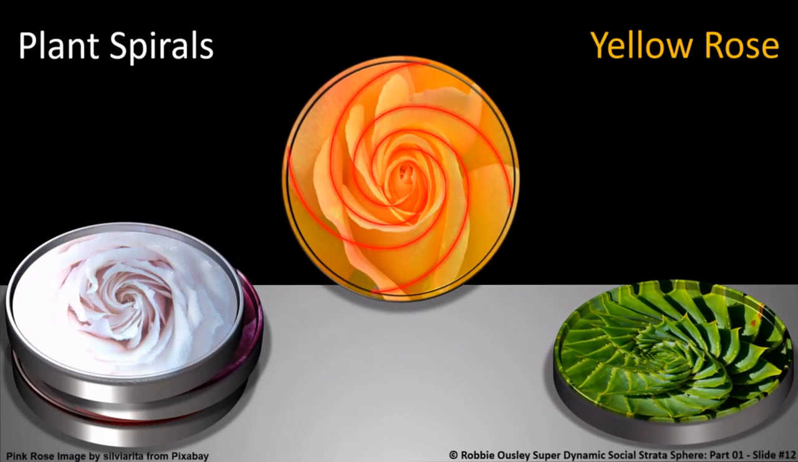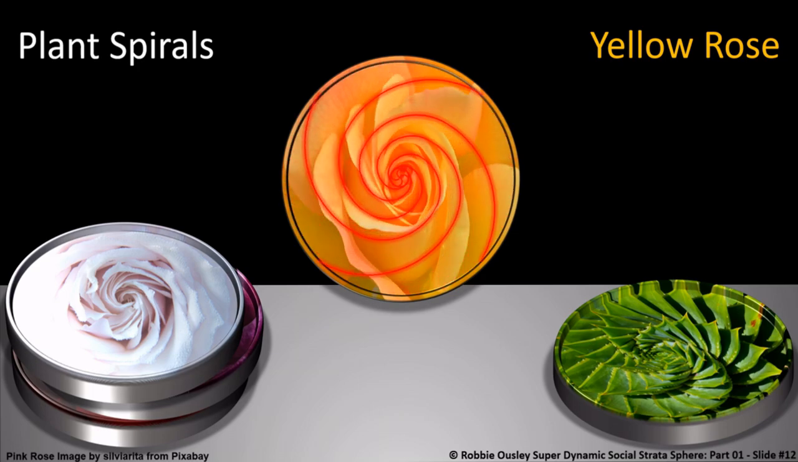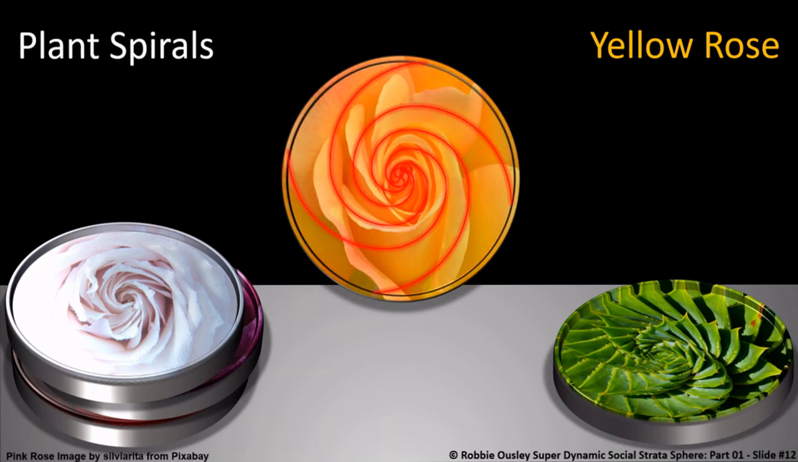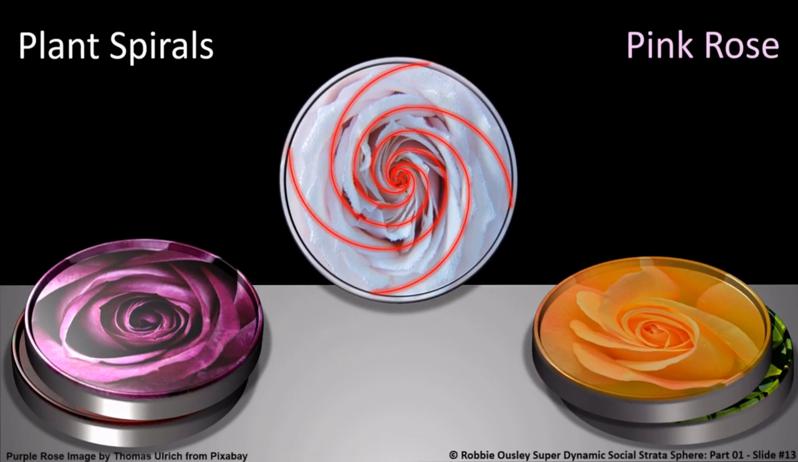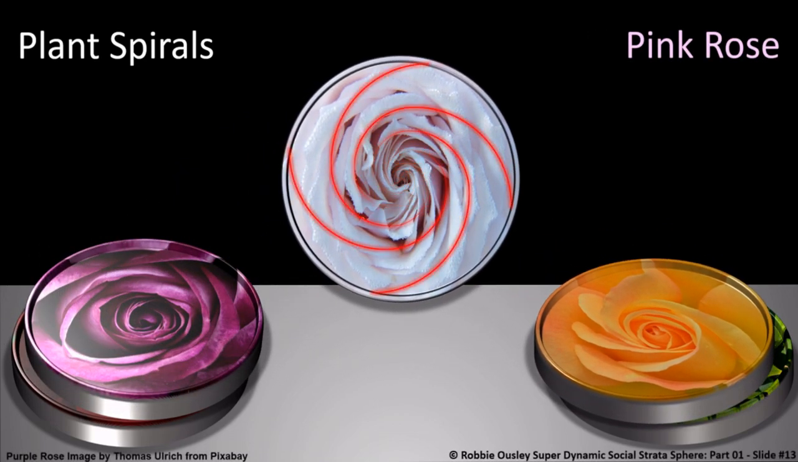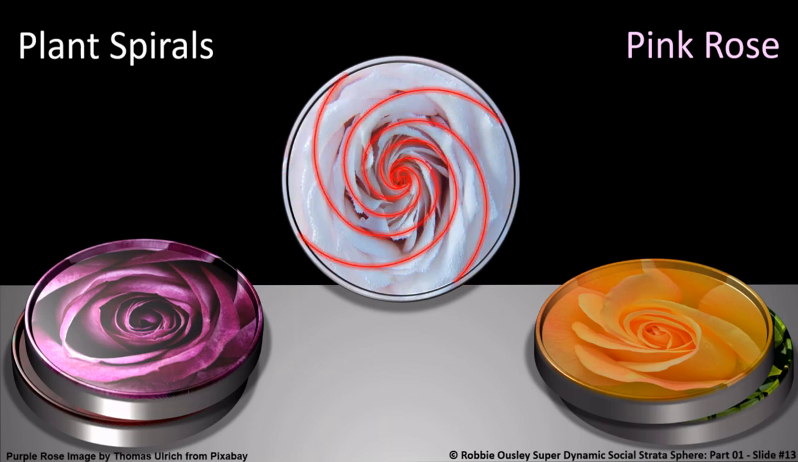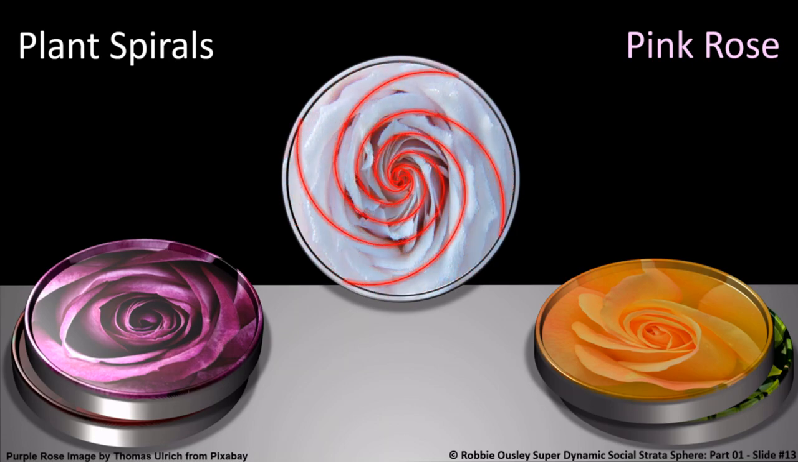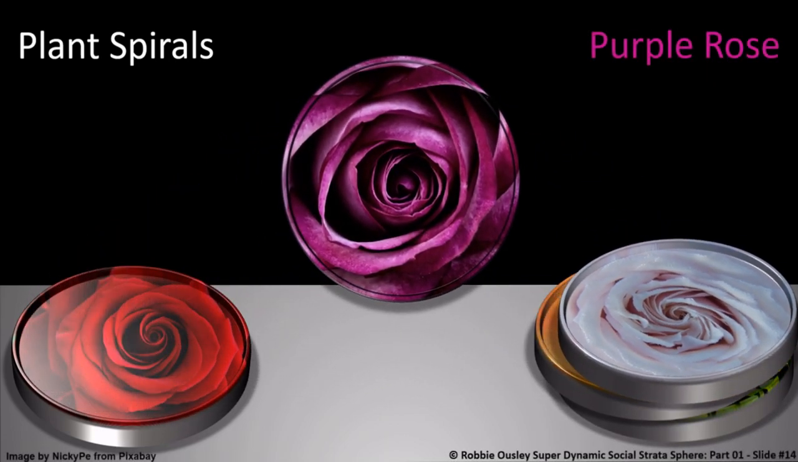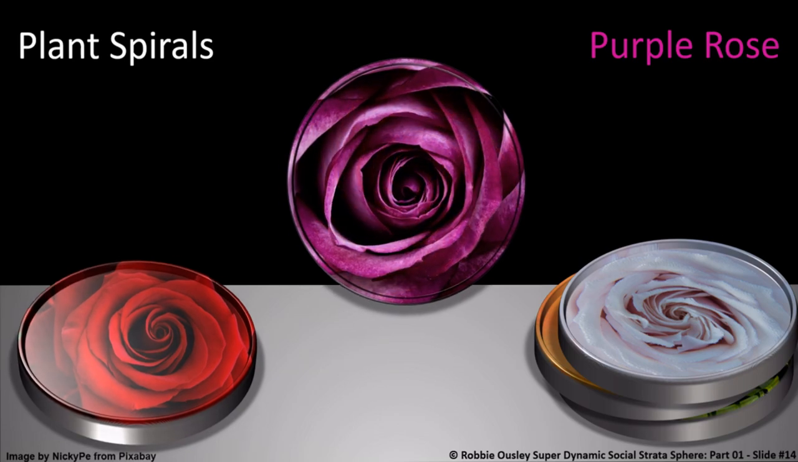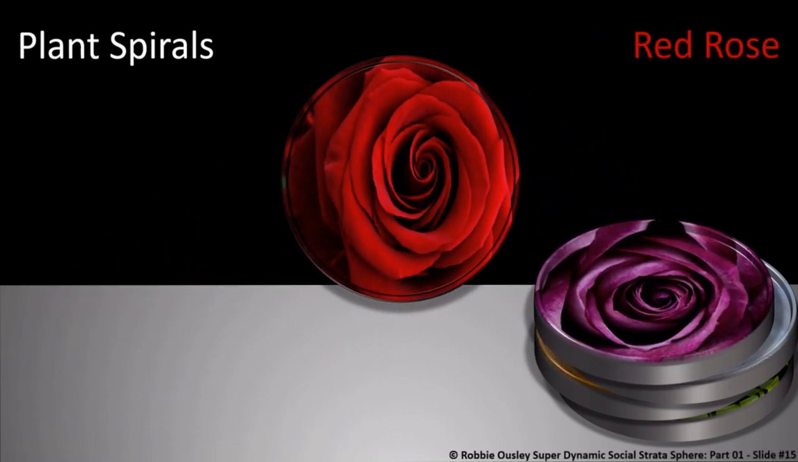Roses grow in spirals, yellow roses. Pink roses. Purple roses. Red roses.